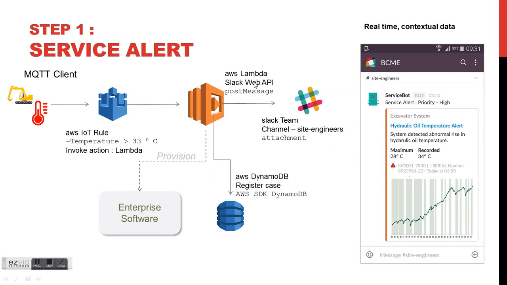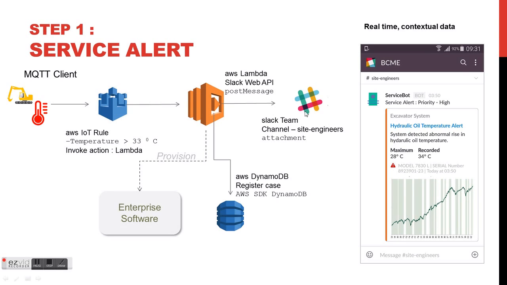Then the service alert processing. As I showed, the first step is to get the alert, and here I have used an MQTT client, and there is a Lambda function which is called on a rule, and it goes and posts the messages to the Slack web API, which is again using those tokens where I am authorized and which channel I am going to post. All this information is retrieved from the DynamoDB and it's posted into the Slack team.